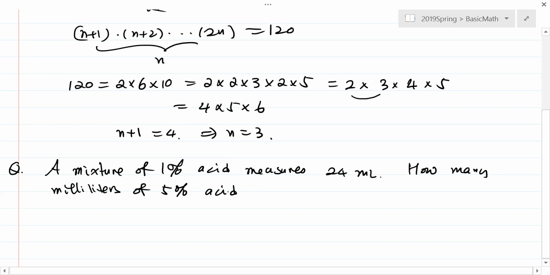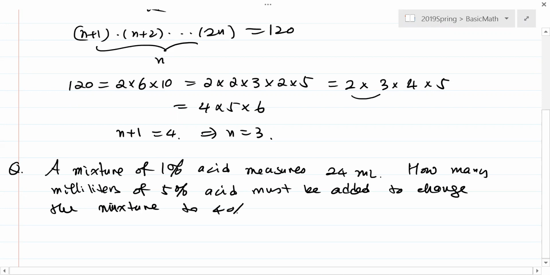You add 5%, so you have to add a much higher concentration. The 5% solution must be added to change the mixture to 4%.